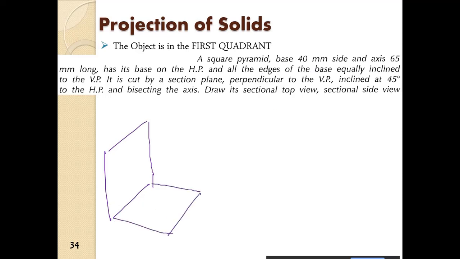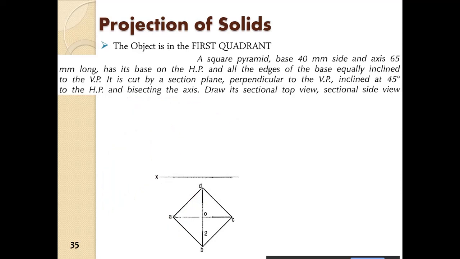And all the edges of the base are equally inclined. So the base is like this. So this is the base, and if this is the length, so we have the pyramid like this standing in front of the HP. Okay, and this is cut by a section plane perpendicular to the VP and inclined at 45 degree to the HP, bisecting the axis. I mean, it is dividing the axis into two. So that you have to again note, bisecting the axis.